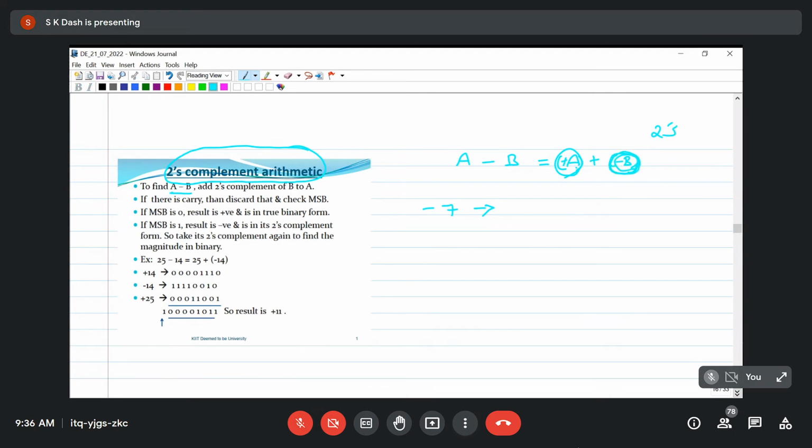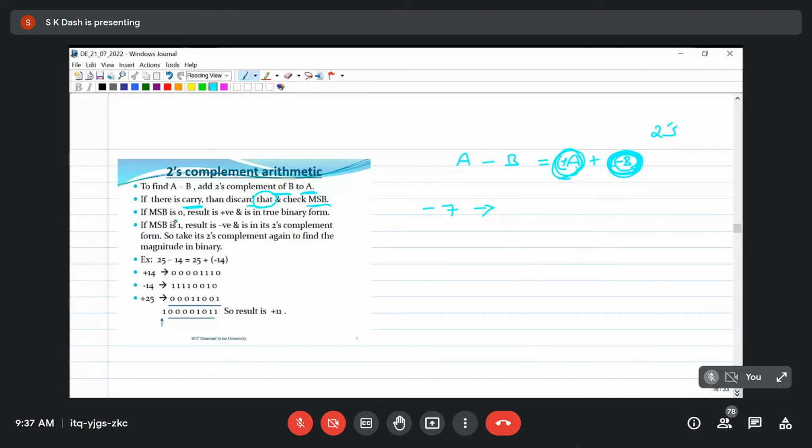To find a minus b, you add 2's complement of b with a. A is already a positive number. If we take 2's complement of plus b, this will represent minus b. Then we need to add these two. After adding, if there is a carry in the end, you discard that carry. That carry is called the end around carry, whatever carry you are getting in the end. And we need to check the most significant bit. Two possibilities are there: it can be 0 or it can be 1.